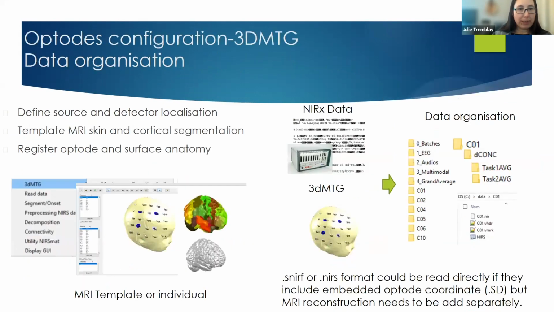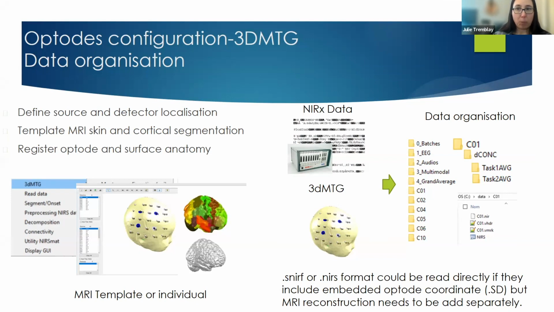So the first part to define when you design an experiment is the way you will install the source and detector over the cap. We like to register the object over the head to ease the interpretation. We perform the tissue segmentation in an image processor software to edit the MRI tissue and create a surface representation of the skin and the cortex.